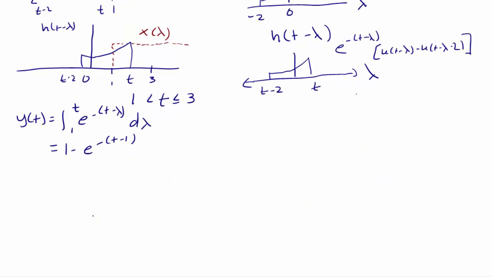Okay, the final region is when h of t minus lambda is completely overlapped by x of lambda. So once again, I'll sketch x of lambda. This is x of lambda. Here's 0 and here's 1.